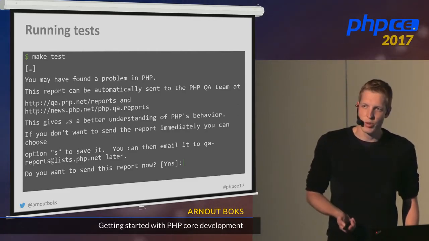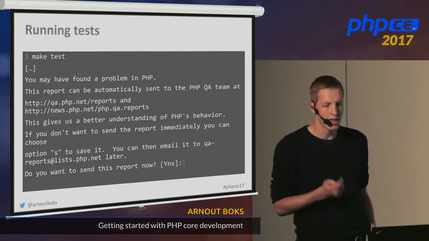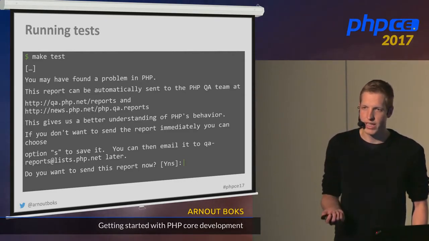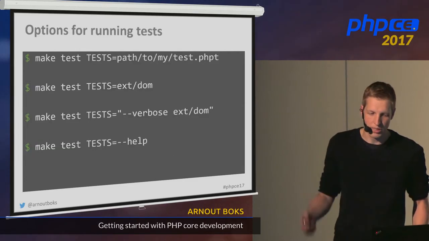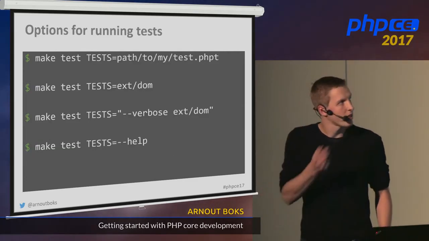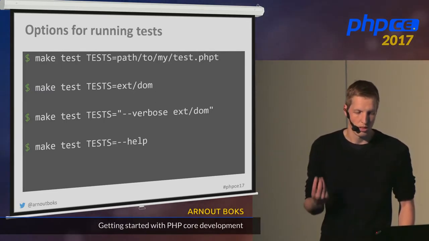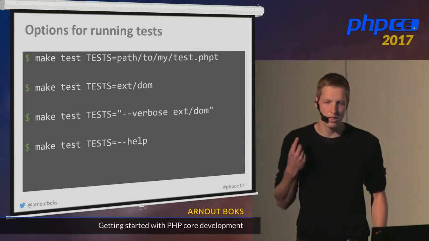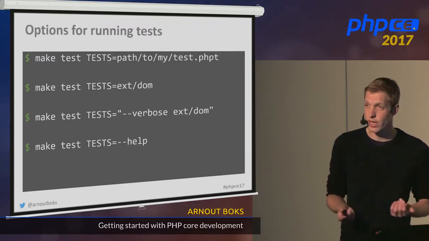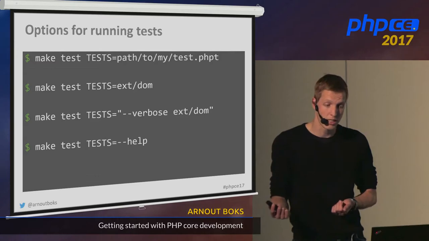Running this complete test suite took about 50 minutes on my system. So that's quite a large amount of time. So there are also options for running tests to run only a subset of all the tests. And you can do so by passing the tests flag or the tests environment variable to make test. So you can specify a path to a single test to run only that test. You can specify a path to a directory or an extension to only test that extension.